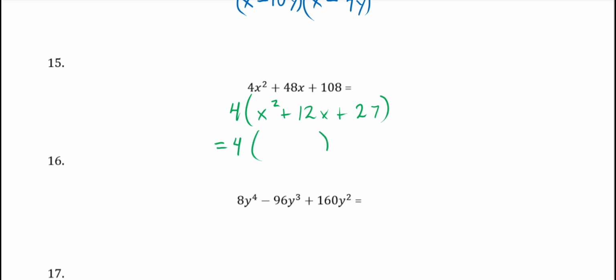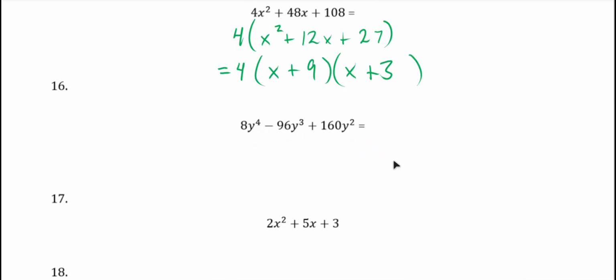So we set up our two parentheses. We have a monic, so this is x and x. We put a plus here and a plus here, and factors of 27 with a sum of 12 are 9 and 3. We're done.